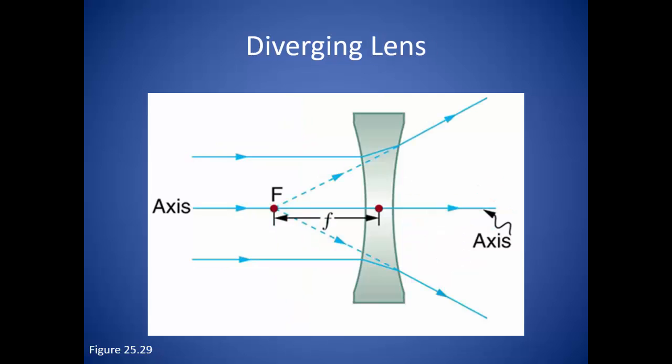In the case of a diverging lens, light coming in parallel to the principal axis is refracted in such a way that the rays exiting the lens are bent away from the principal axis. If we trace these rays backwards, we find that they appear to originate from a point in front of the lens. This is the focal point of the lens, and the distance to this point from the center of the lens is called the focal length.